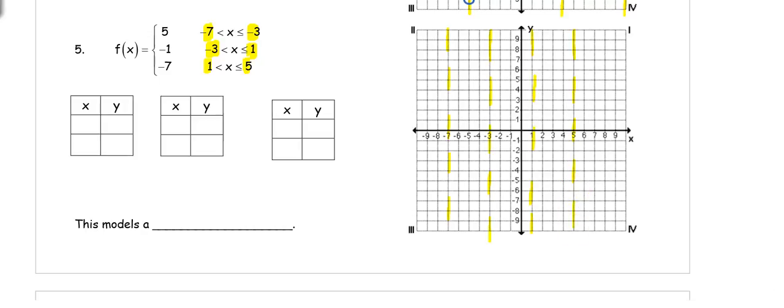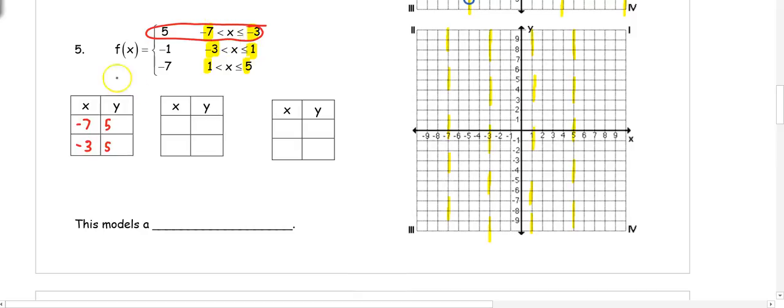Now, because they gave us 2 points in each inequality, our x's for the first one are going to be -7 and -3, and the y values for both are going to be 5. At -7, there's no bar under the inequality, so it gets an open circle, and at -3, there is a bar, so it gets a closed circle. So we're going to go to -7, 5, put an open circle, -3, 5, put a closed circle, and connect those.